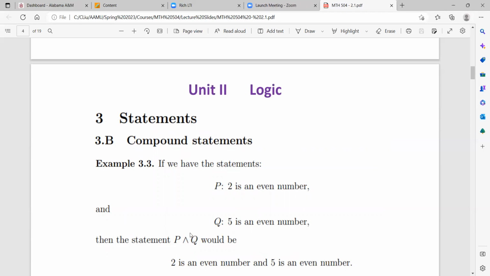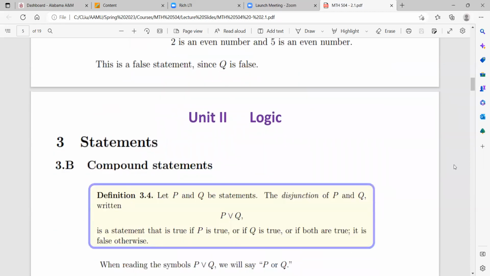So if you try to make the conjunction of P and Q, then it says and, just put the and between the two statements. 2 is an even number and 5 is an even number, and we know that's not right because 5 is not an even number, so Q is false. So then P and Q must be false. All right, so that's that.